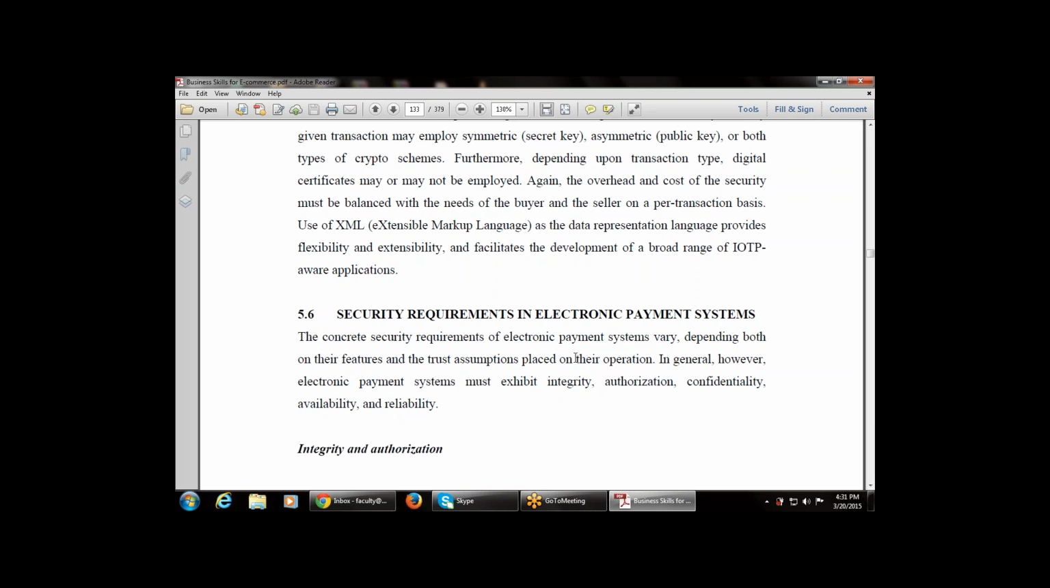One is authorization, one is authentication, one is confidentiality, one is integrity, one is availability, one is reliability. Now let's start one by one. First of all, there are two security requirements: one is integrity and authorization.